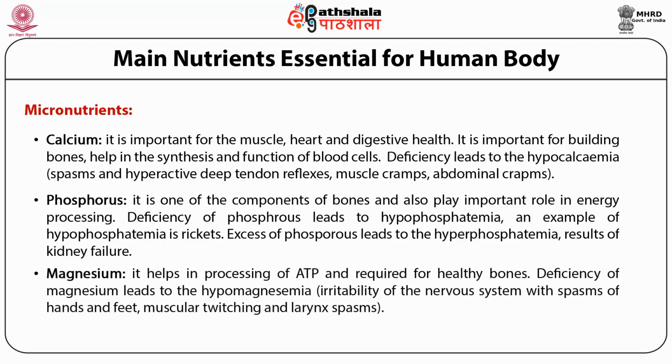Magnesium helps in processing of ATP and is required for healthy bones. Deficiency of magnesium level leads to hypomagnesemia, which results in irritability of nervous system with spasm of hands and feet, muscular twitching and larynx spasm. Excess of magnesium leads to hypermagnesemia, which results in vomiting, nausea, impaired breathing and low blood pressure.